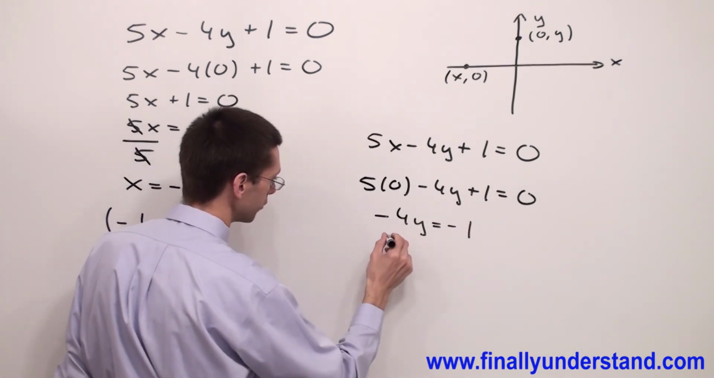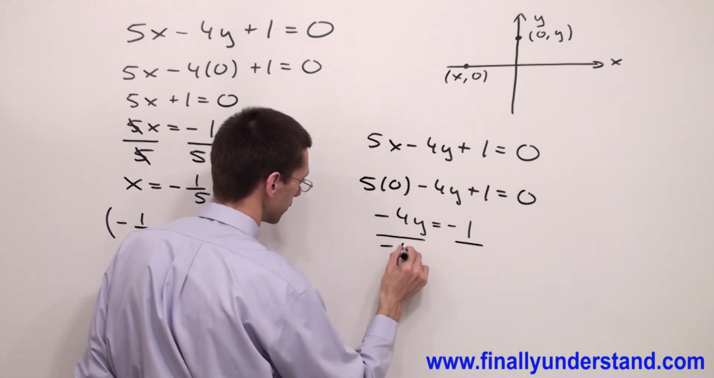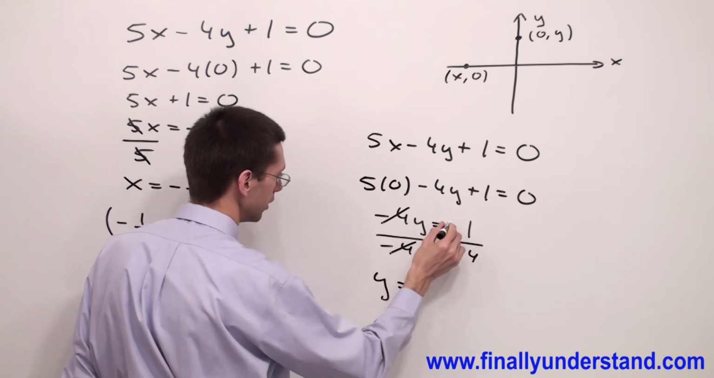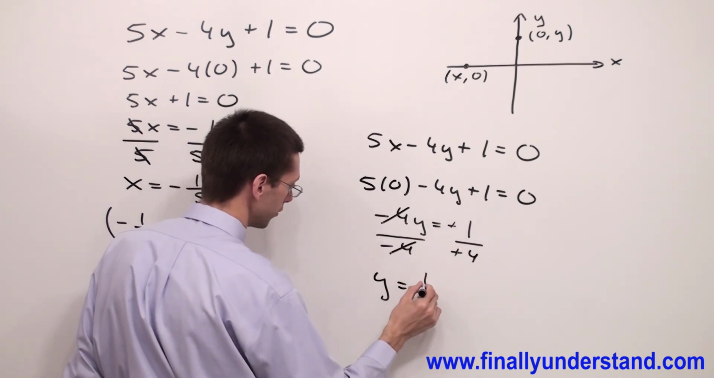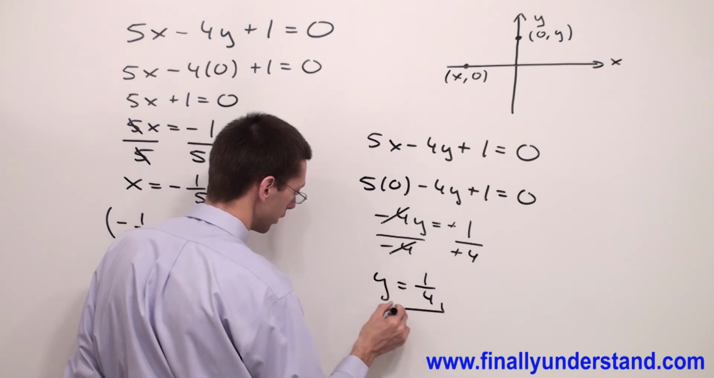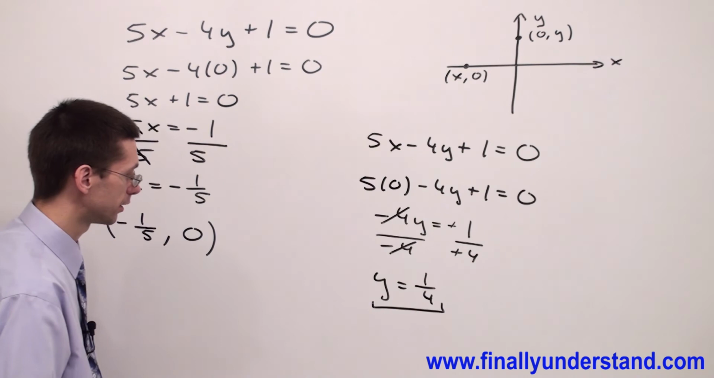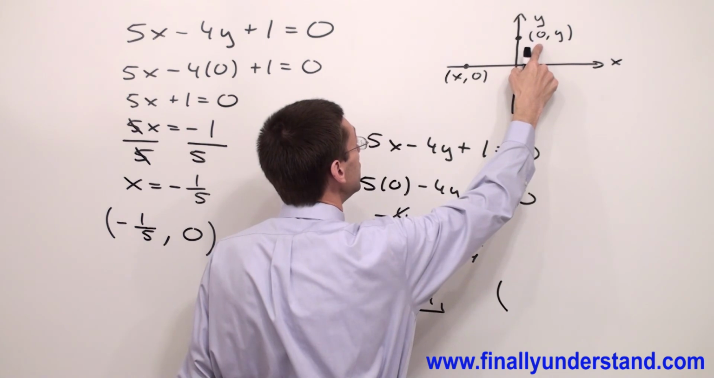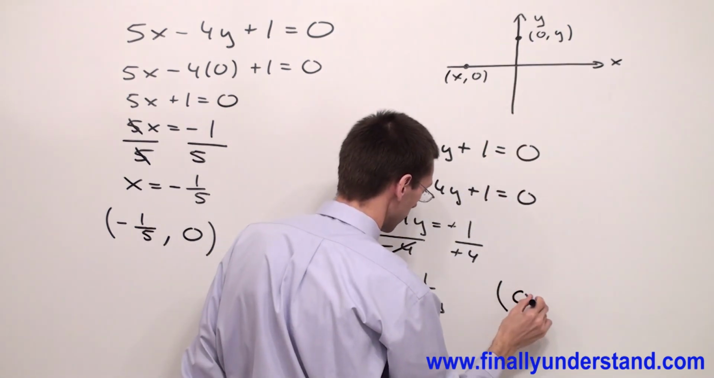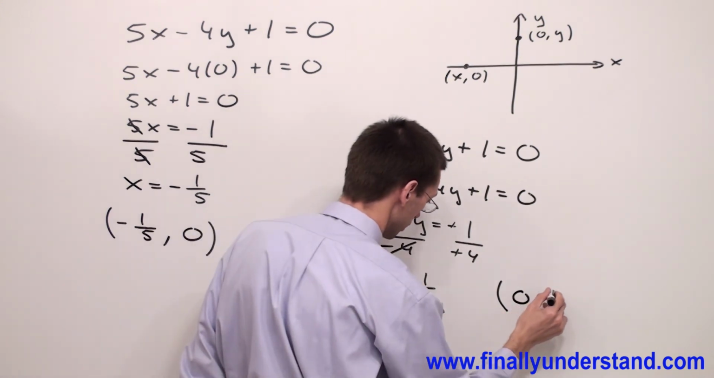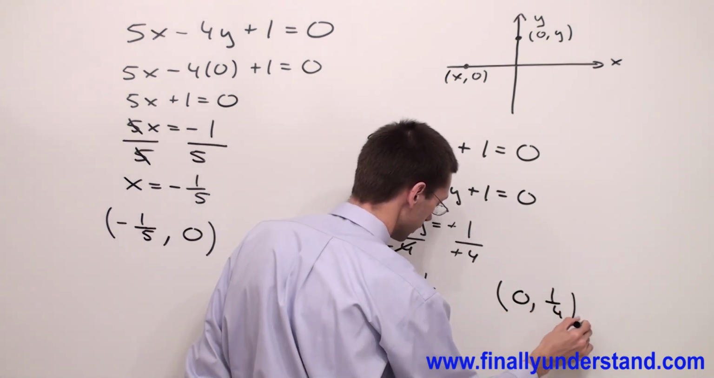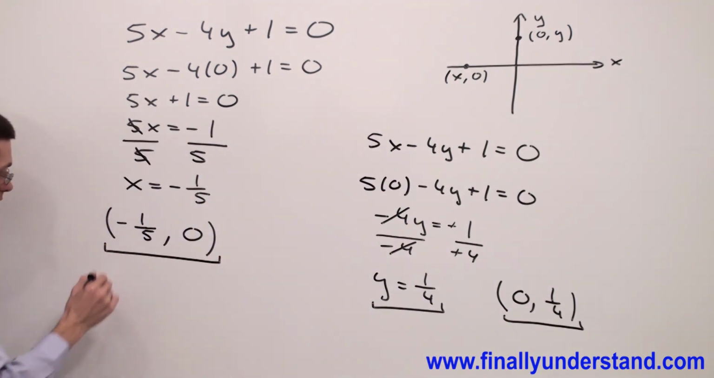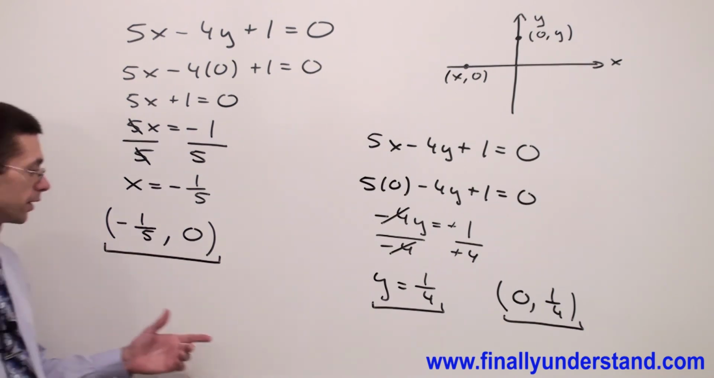In order to find y, I have to divide both sides of the equation by negative 4. Negative 4 and negative 4 will cancel out, and I have y is equal to negative and negative will cancel out, and I have 1/4. So this is my y coordinate. And if you want to find the point, keep in mind that the x coordinate is always equal to 0 and the y coordinate is equal to 1/4, and this is my y-intercept. This is the solution, and this is the x-intercept solution, so we can say we solved the problem.